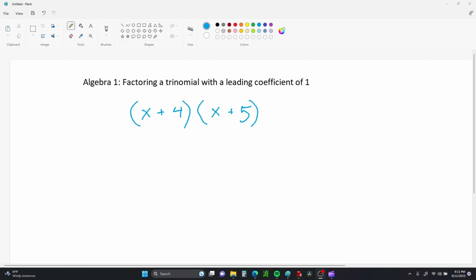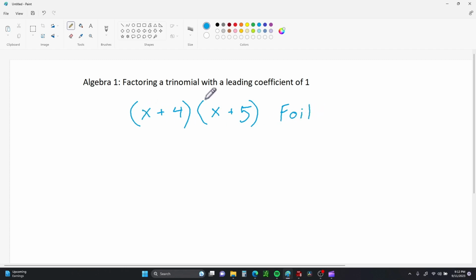In order to get a better understanding of how to factor, it might help to actually do the distribution with two binomials, and then we'll show why it works when we're going in reverse. So first, a common way of looking at this is they call it FOIL. This means first terms, outer terms, inner terms, and last terms.